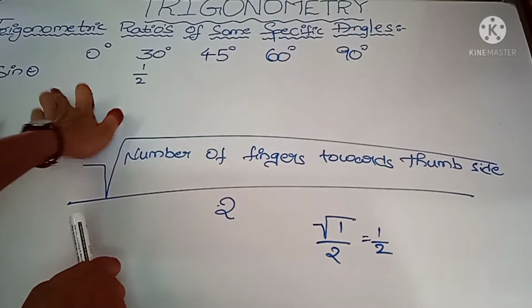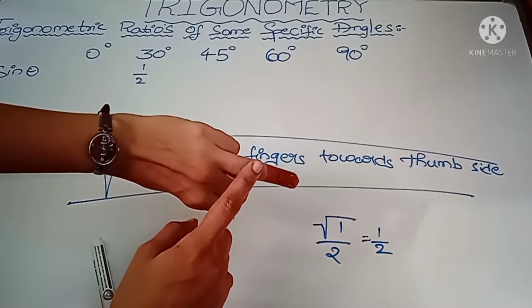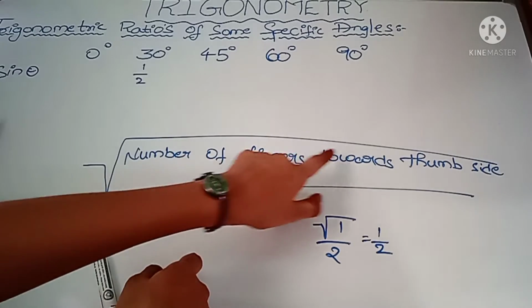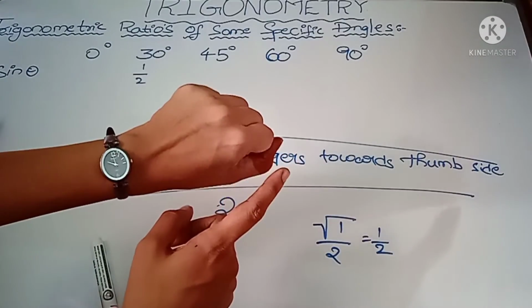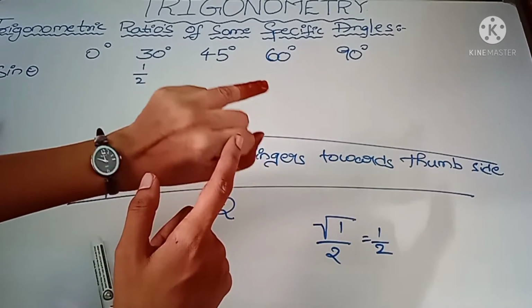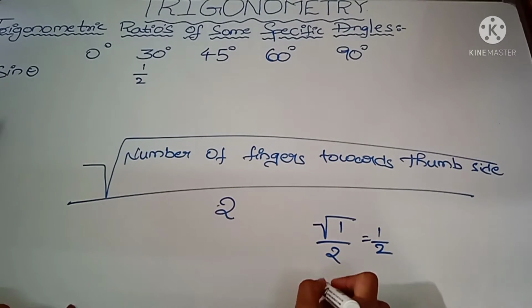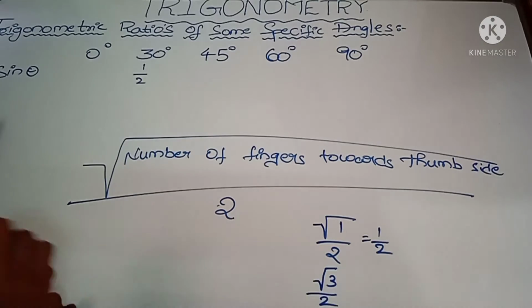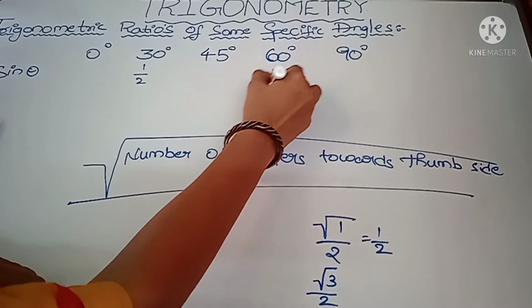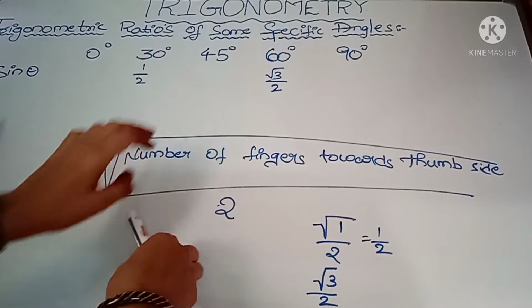Next, sine 60 degrees. 0, 30, 45 and 60. Fold all the fingers. What's the formula? Number of fingers towards the thumb side. This is 60 degrees. How many fingers are there towards the thumb side? 1, 2, 3. Three fingers are there. So under root 3 by 2. The value for sine 60 degrees is root 3 by 2.